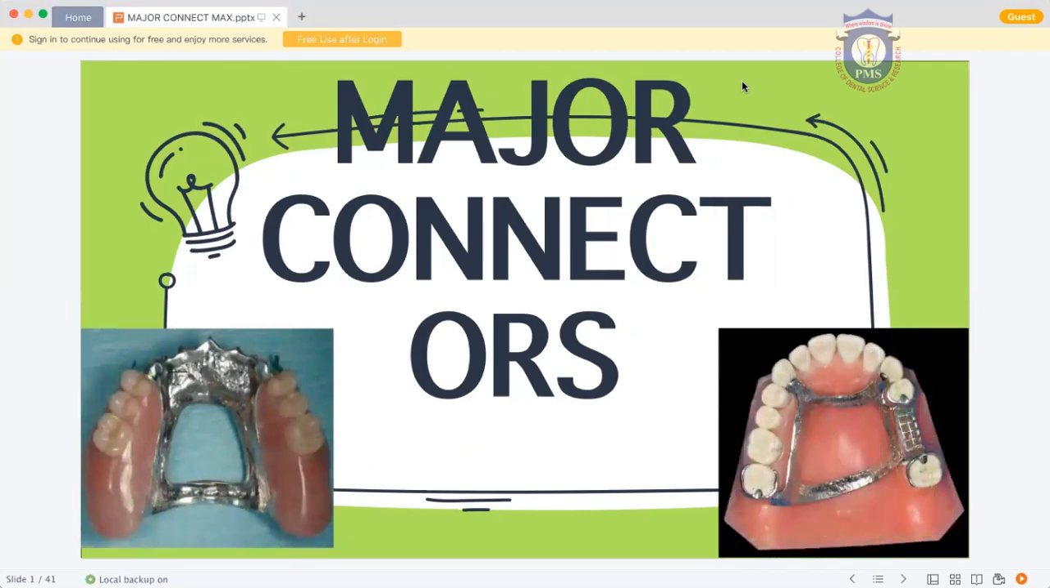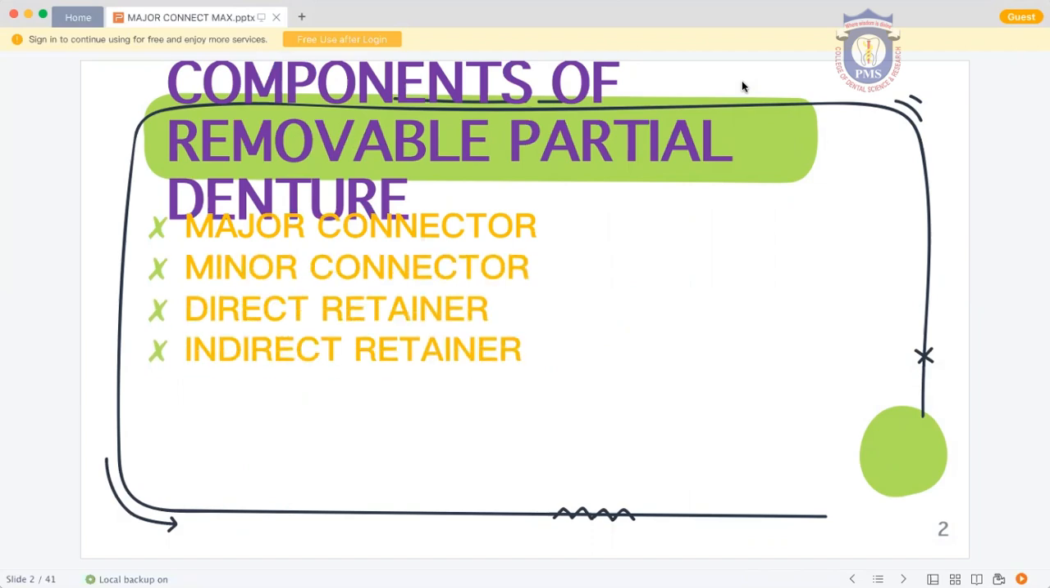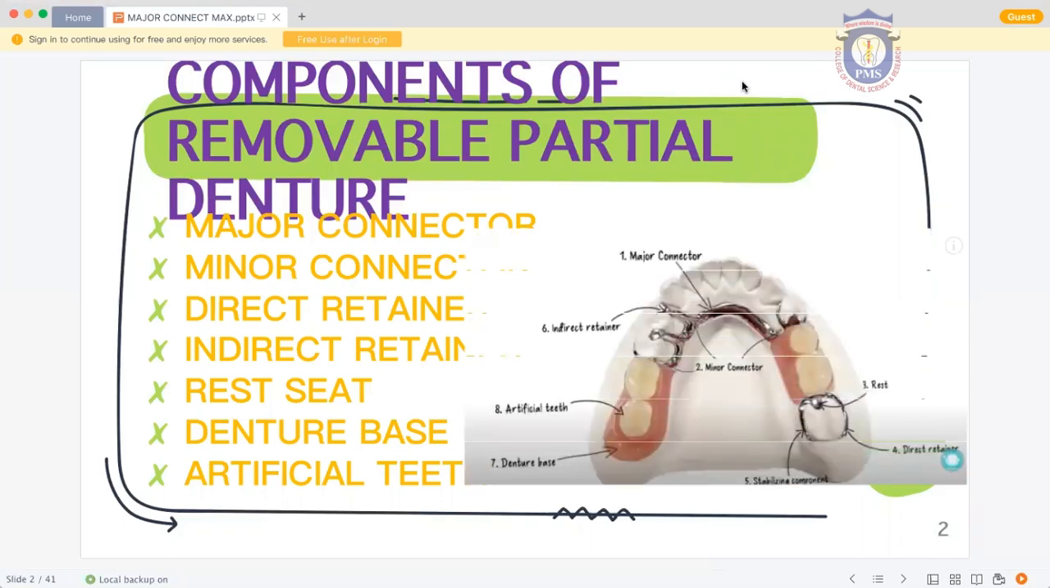These are the different types of major connectors which we use for our patients. So first, let's see what the different components of a removable partial denture are. They include major connector, minor connector, direct retainer, indirect retainer, rest, denture base. Then we also have artificial teeth. So once again, these are the components: major connector, minor connector, direct retainer, indirect retainer, rest, denture base, as well as the artificial teeth which are attached onto the framework.